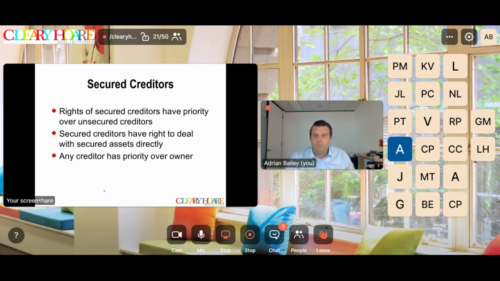Recapping, we talk a lot about wanting to be a secured creditor, and the reason for that is that the rights of secured creditors have priority over unsecured creditors. We've seen that in the Bankruptcy Act. It's also contained in the Corporations Act. They have the right to deal with the secured assets directly, and really any creditor has priority over an owner. As an owner, you don't have any priority in terms of that. So it's not good enough to be an owner.